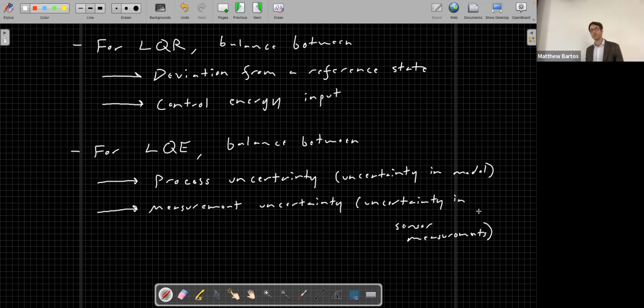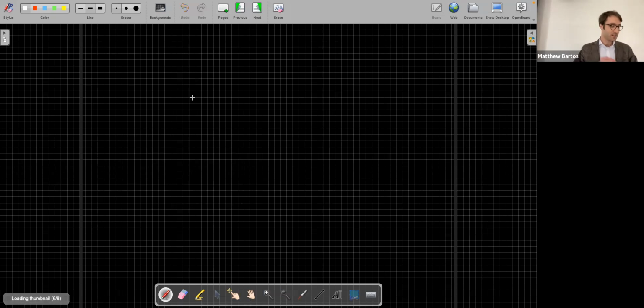So in both of these, we're balancing between competing objectives, and we're finding the optimal control and observer gains that balance between these objectives given a set of weights on each objective. That's essentially the concept that we will be using today. Are there any questions on these two concepts? So let's quickly go through, and I just want to introduce the LQR problem.